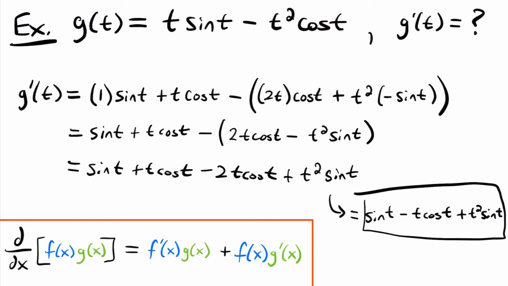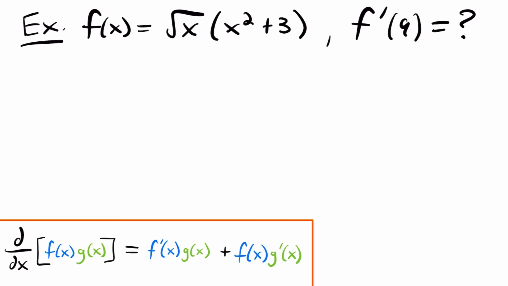So even though we had two different product rules, we could still take the derivative of them. We just had to do each one separately and then worry about simplifying later, which is what we did here. Next, we want to know the derivative of the square root of x times the quantity x squared plus 3, and then we want to evaluate that derivative at the value of x equals 9. So let's first take the derivative of our function, and then we'll move on to the evaluation after that.